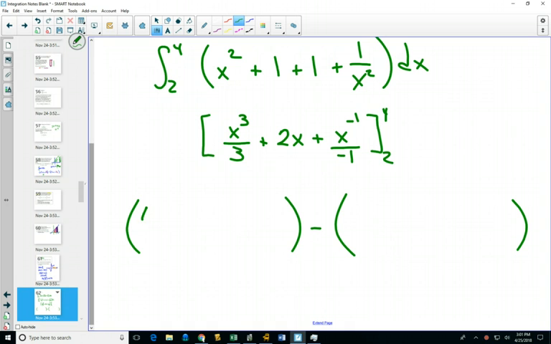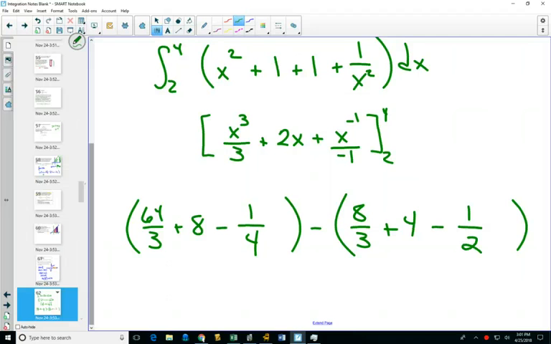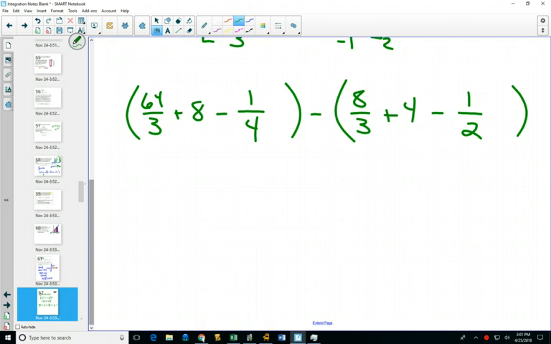So 4 cubed, 64 over 3, plus 8 minus 1 over 4, minus, plugging in 2, 8 over 3 plus 4 minus 1 over 2. Often in questions like this, instead of solving within the brackets, I'll distribute my negative and put together easy ones. 64 minus 8 over 3 will be 56 over 3. 8 minus 4 is 4. And then negative a quarter plus a half will be plus a quarter.